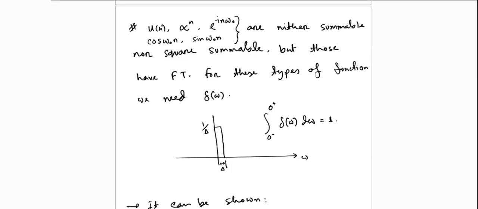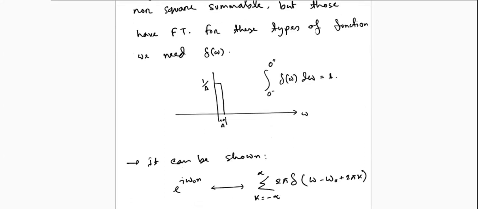For these types of functions, we need to introduce the delta function, delta omega. What is delta omega? Of course, that is the delta function in the frequency domain. The concept is very simple. If you want to find the delta value, what is the definition of the delta function? As you can understand from delta t, that is the same in the frequency domain. The area of the delta function should be equal to 1.